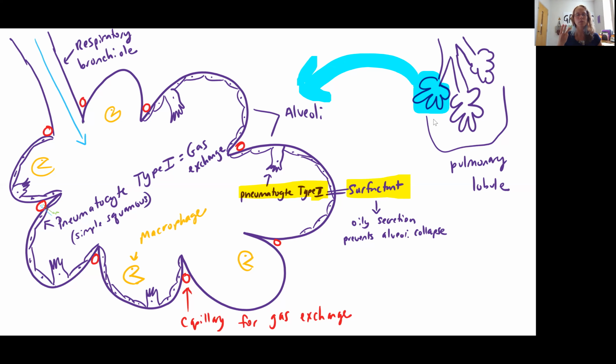So our 3 important types of cells are our pneumatocyte type 1, which is involved in gas exchange; our phagocyte, which is our defense cell, doing phagocytosis of pathogens; and our pneumatocyte type 2, which is responsible for making and secreting surfactant to prevent alveolar collapse. Okay, and that's it for now.